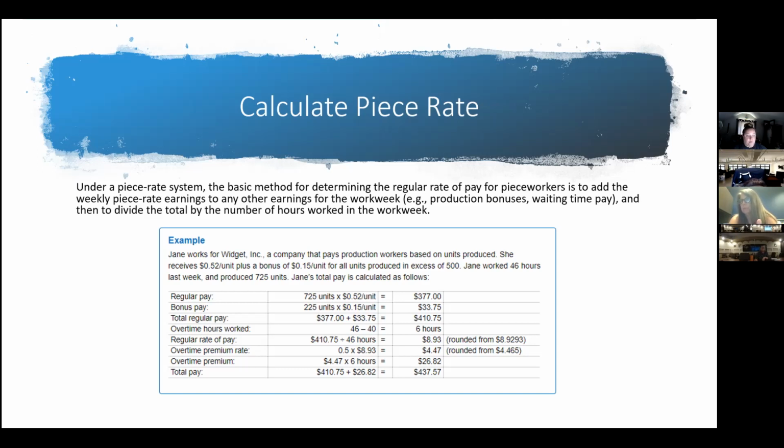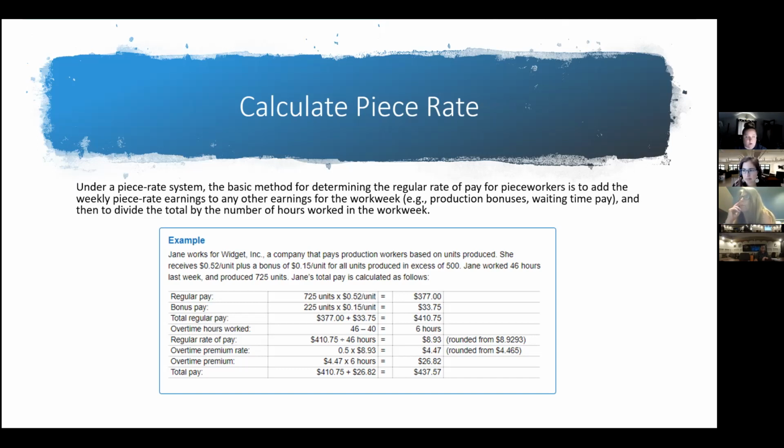So her overtime premium rate is going to be 0.5 times her regular rate, which we determined to be $8.93. So her overtime premium rate is $4.47 per hour. She worked 6 hours of overtime, so she worked 46 hours. So she gets $26.82 in overtime pay. Her total pay, we add her regular pay plus her overtime premium pay, and we get $437.57. Does it make sense when I'm saying to calculate all of her regular pay, then calculate her overtime premium and add the two together?